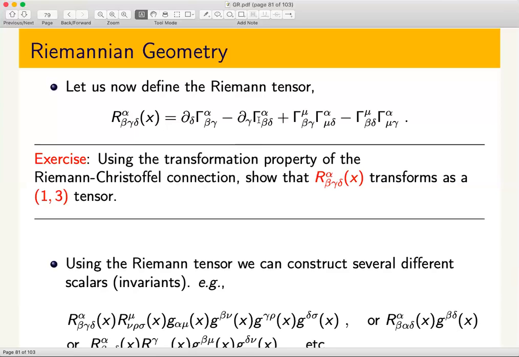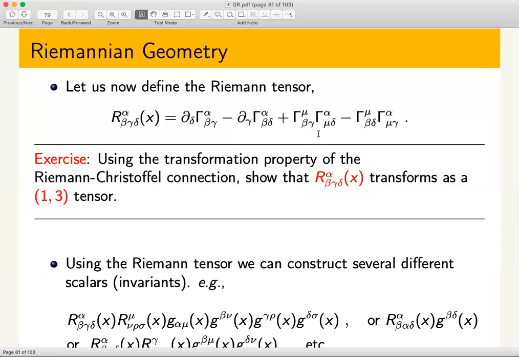Notice that although the gammas themselves are not tensors, this particular combination is a tensor. You can check that the partial derivative of a non-tensor is not a tensor, so individual pieces here are non-tensors. But that is okay. We don't care if individual pieces are tensors or not. What we care about is whether this combination transforms as a tensor, and the answer is that the combination does transform as a tensor.